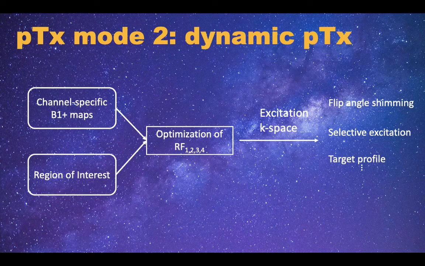Compared to static pTx, where there are only 4 numbers to be optimized, for dynamic pTx, we need to design the RF pulses for each RF channel. One of the commonly used methods is to control the excitation K-space, which can be used to achieve various targets, such as flip angle shimming, selective excitation, and some target profile, etc. If you're not familiar with the term excitation K-space, I will give a more detailed introduction about it in the next slide.